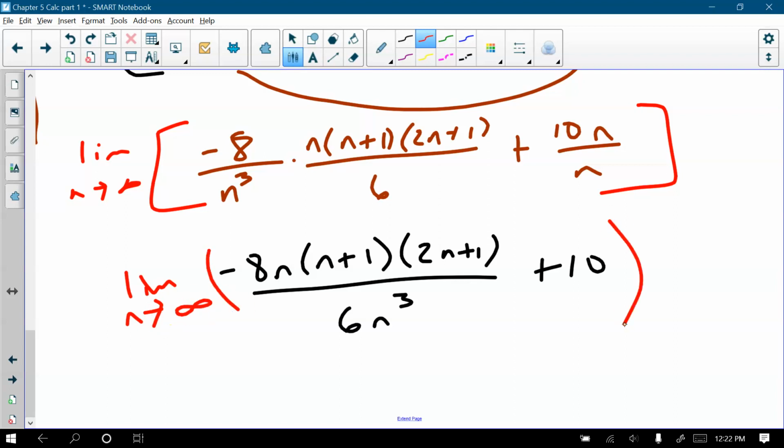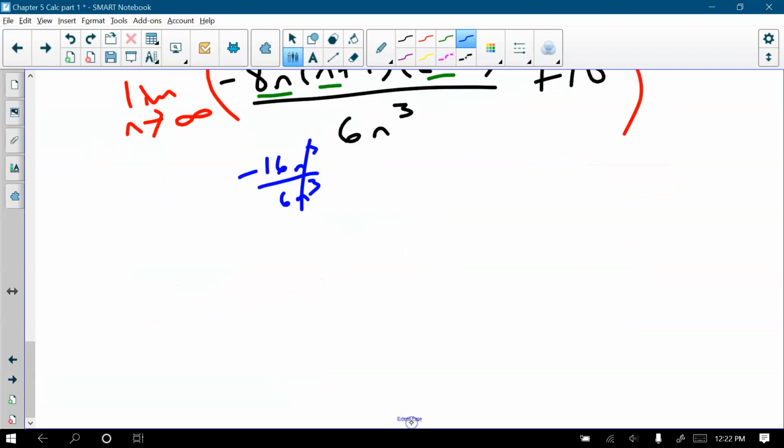Okay, so let's see here. For this top one, we have negative 8n times 2n. Remember, I don't care about that extra part, the plus 1, the plus 1, I don't care about. So that gives me negative 16n cubed. Now negative 16n cubed over 6n cubed is going to be negative 16 over 6, which is negative 8 over 3. So I have negative 8 over 3 plus 10. Well, that's going to be 22 over 3.